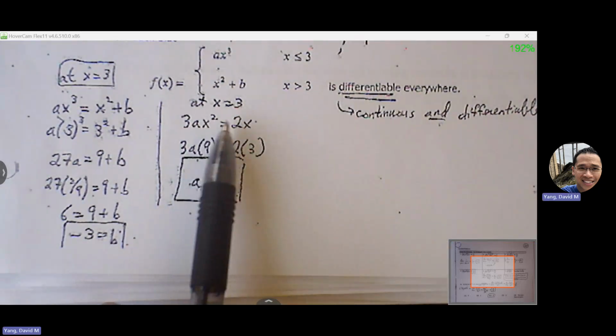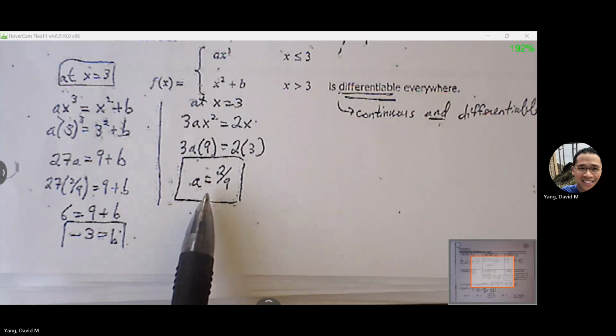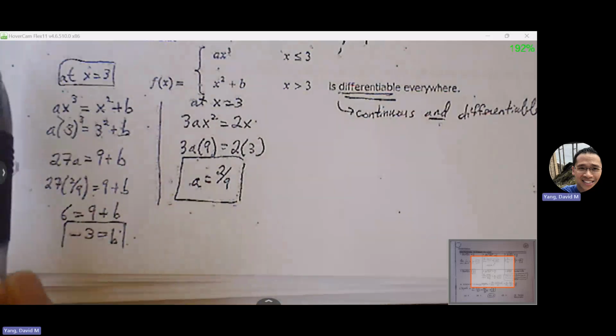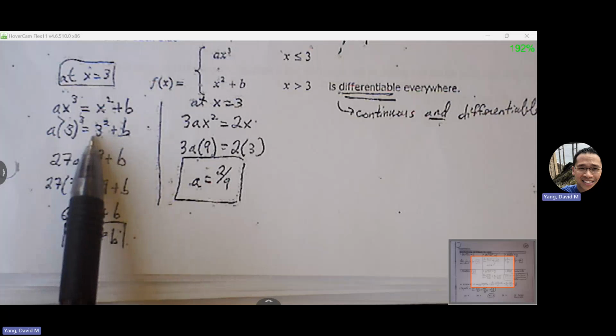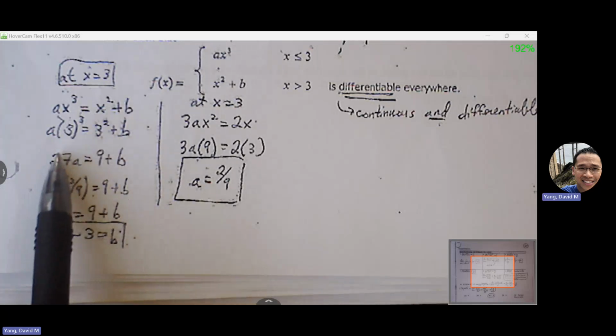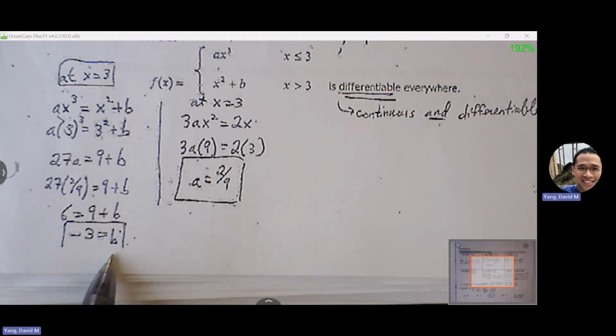So here are my 2 derivatives set equal to each other, replacing every x with 3. That allows me to solve for a just by itself here. The other equation is going to have the b in it. Replace all the x with 3, and then afterwards I can replace all the a with 2/9, and then that should help me get to my b value.